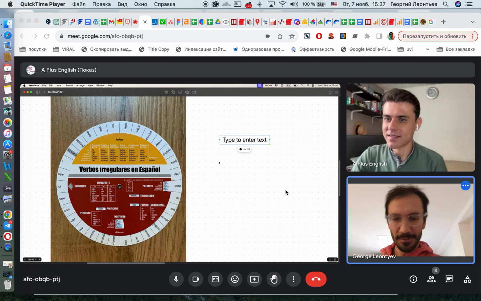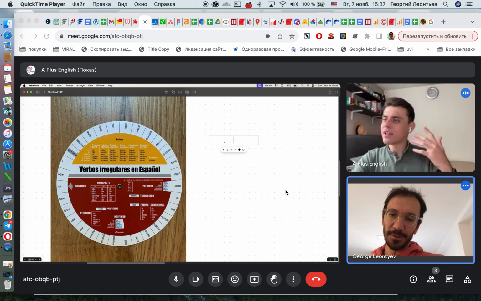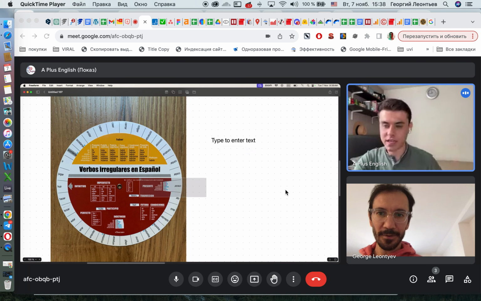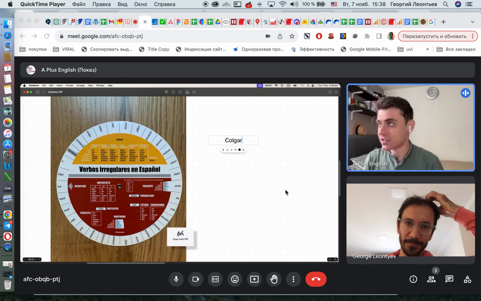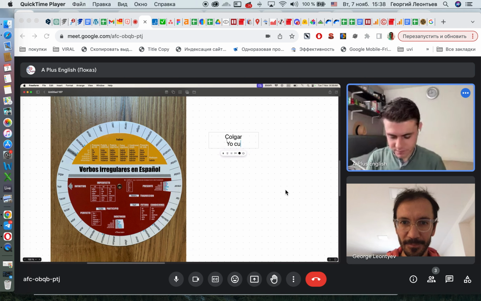Colgar. Colgar, right? Let's use colgar. The first thing is that here, in this part, you're going to see the present tense conjugation of the verb colgar, right? So I'm going to write the present tense conjugation of the verb colgar here. So the verb colgar for yo, it's cuelgo.